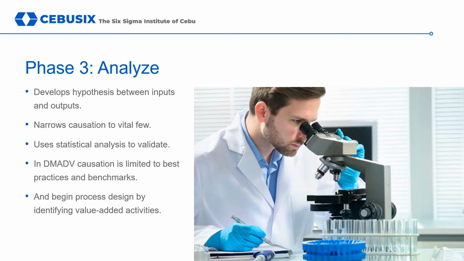A team using the DMADV method might also identify cause and effect relationships, but they are usually more concerned with identifying best practices and benchmarks by which to measure and design the new process. Teams might also begin process design work by identifying value and non-value added activities, locating areas where bottlenecks or errors are likely to occur, and refining requirements to better meet the needs and goals of the project.